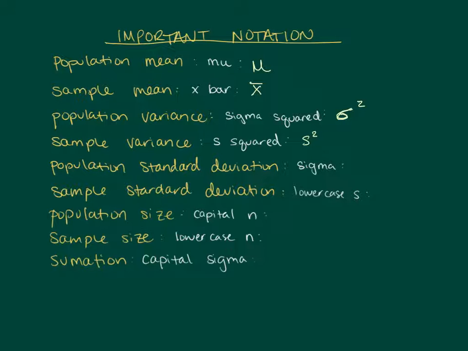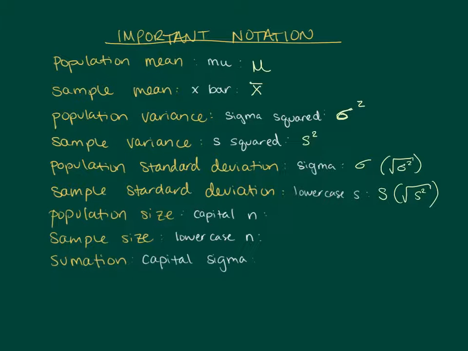Population standard deviation is just lowercase sigma, which if you look at variance and standard deviation, they both are derived from each other. So if you think about it, standard deviation is really just the square root of your variance, because if you take the square root of a square, the square root of x squared would just be x. Same thing with sample standard deviation. So instead of sigma, now we just have s, because the square root of s squared would just be s.